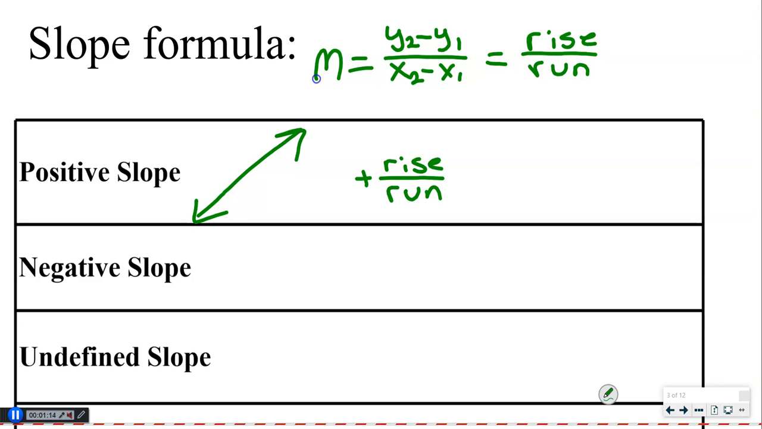or a positive slope. A negative slope is going to look the other way. The graph is going to go the other way. It's going to start at the top left and go to the bottom right. And that would be if we had a negative sign in front of our slope. So a negative rise over run.